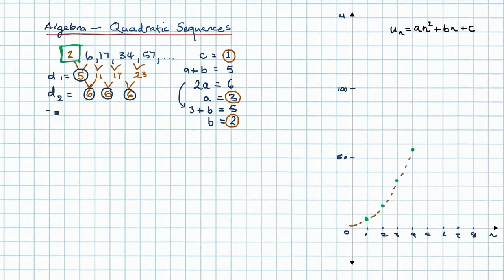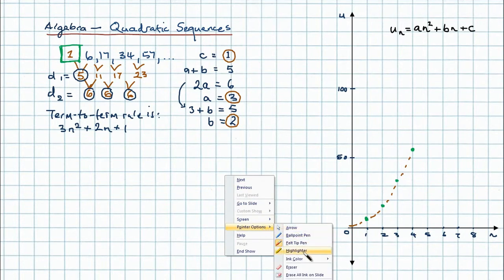Alright, so our term-to-term rule, let's write that here. Term-to-term rule is, well, if a is 3, then 3n squared, b is 2, so plus 2n, and c is 1. So that's our term-to-term rule. And we can just check that that's in fact correct.